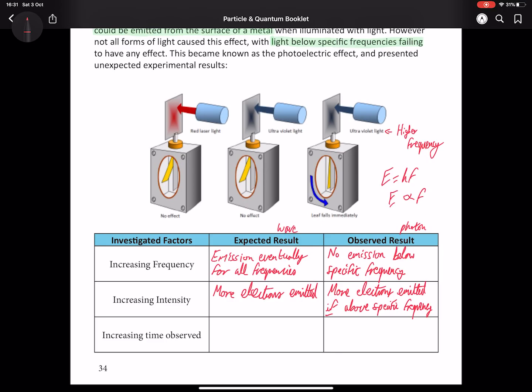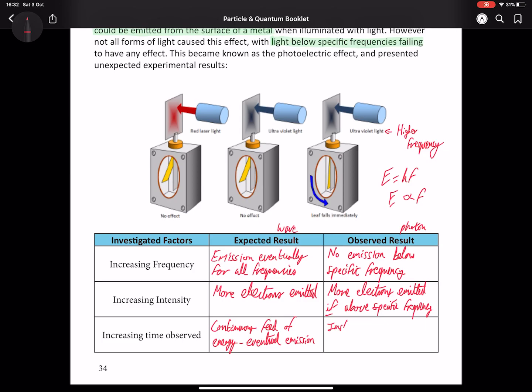Now, with time, we've already said, if they waited long enough with the wave model, the wave would continuously feed energy to the electrons, allowing them to eventually leave. So it's this continuous provision of energy as the wave continues to feed each electron. And that meant everything should work, every wavelength, eventually. But in reality, it didn't work like that.